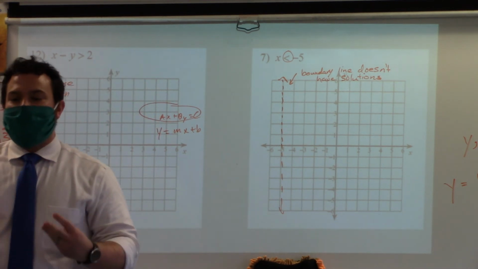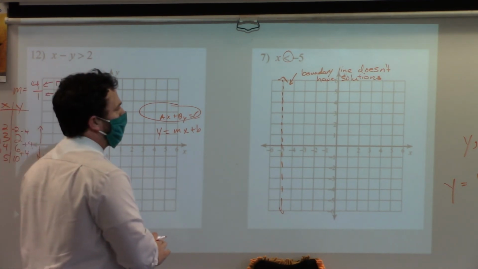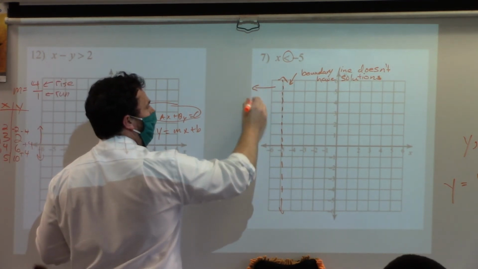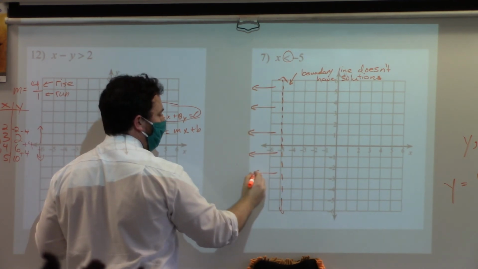So if it was less than or equal to, it has solutions on that boundary line and we would make it solid. And in which direction are we shading? To the left. Why would to the left make sense? Because everything is less than.